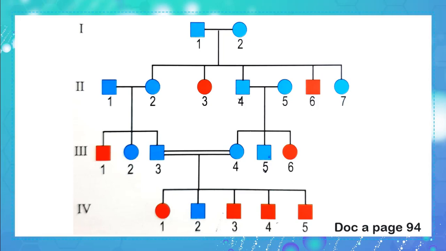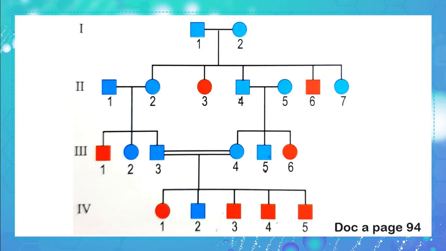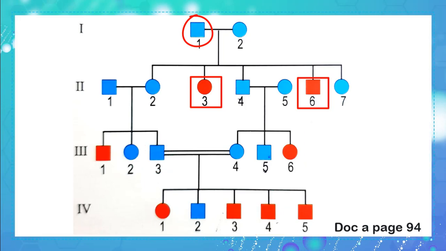One more step left to finish your proof. Deny that the gene is on the homologous part of X and Y. To do this, search for affected siblings, male and female, with a healthy father. Consider the affected siblings 3 and 6 of the second generation. If the gene for cystic fibrosis was on the homologous part of X and Y, then the genotype of the female 3 would be XCXC, and the genotype of her brother, 6, would be XCYC.